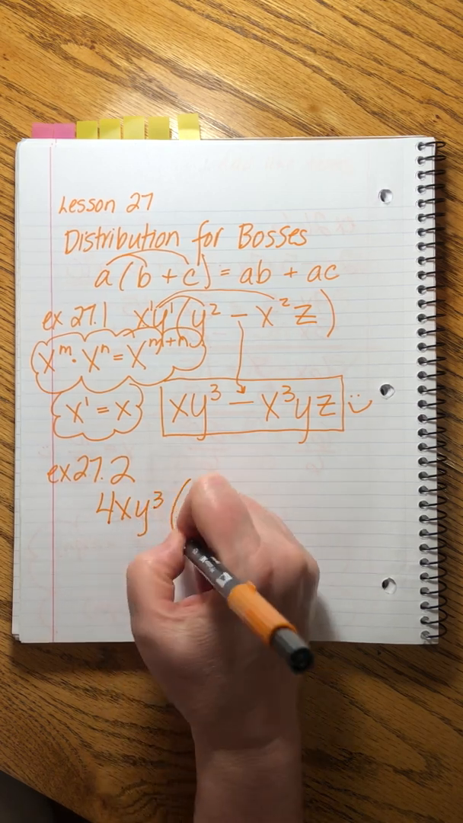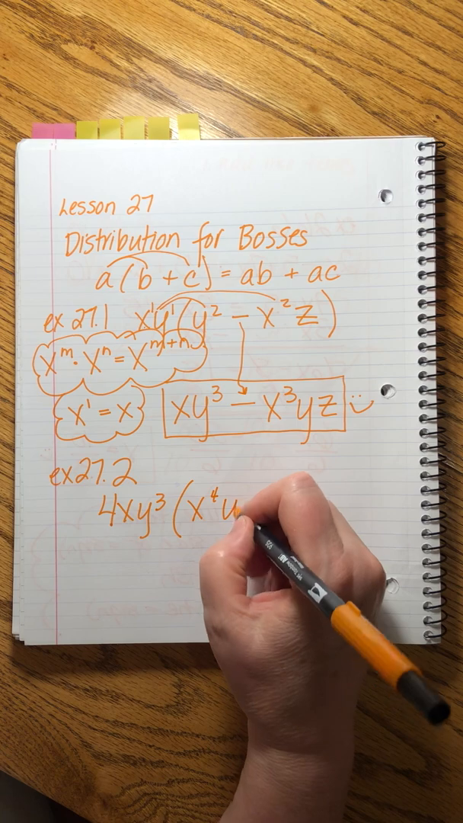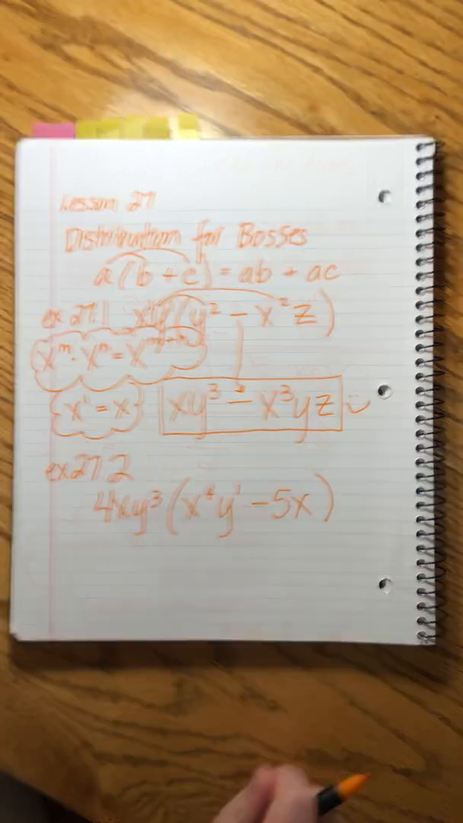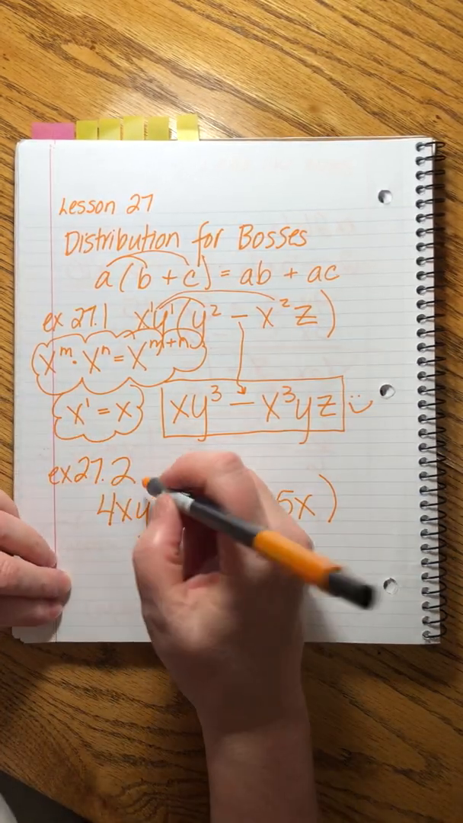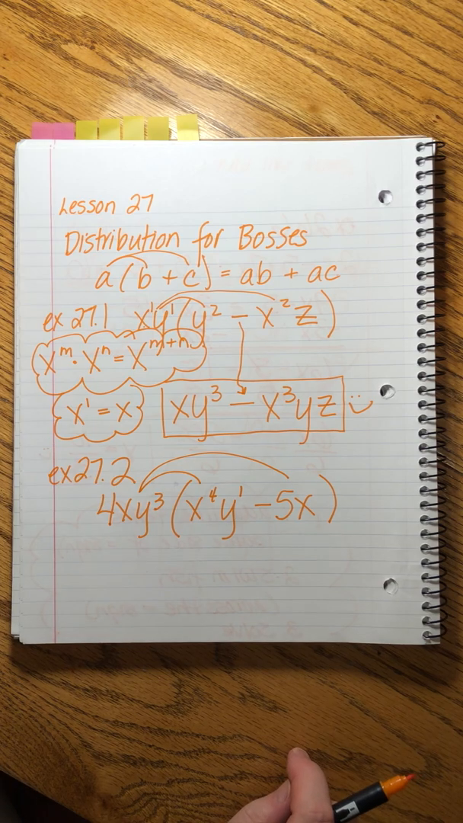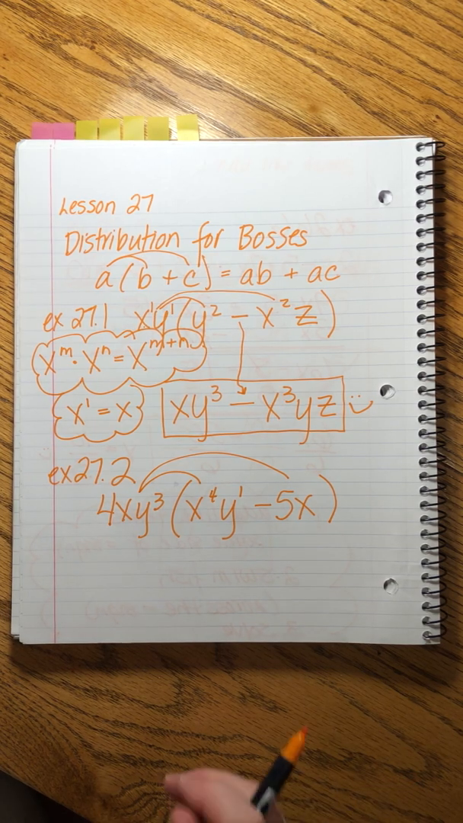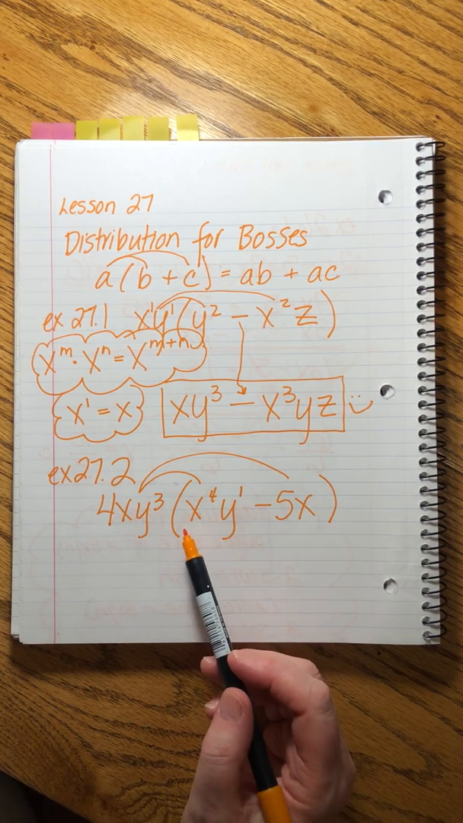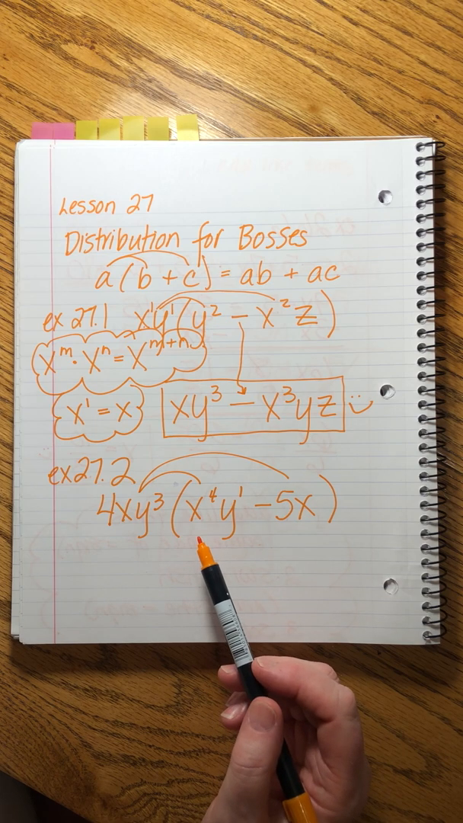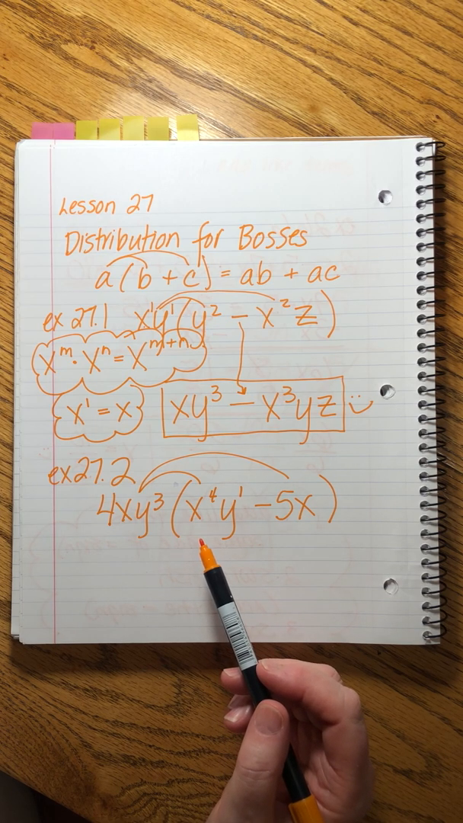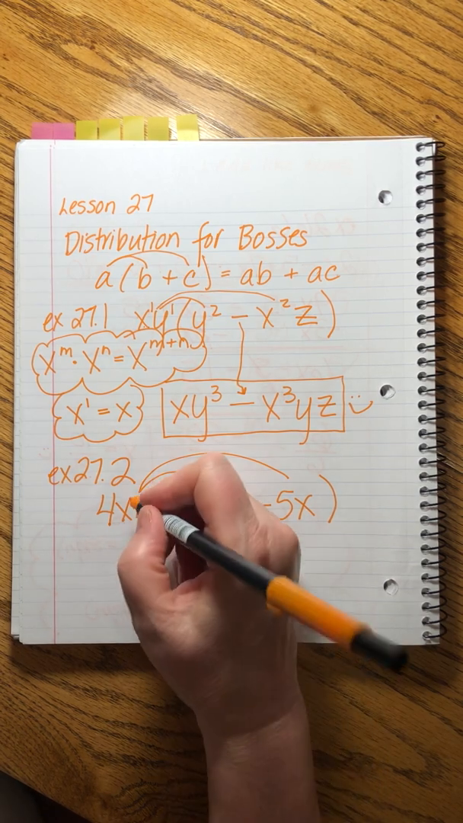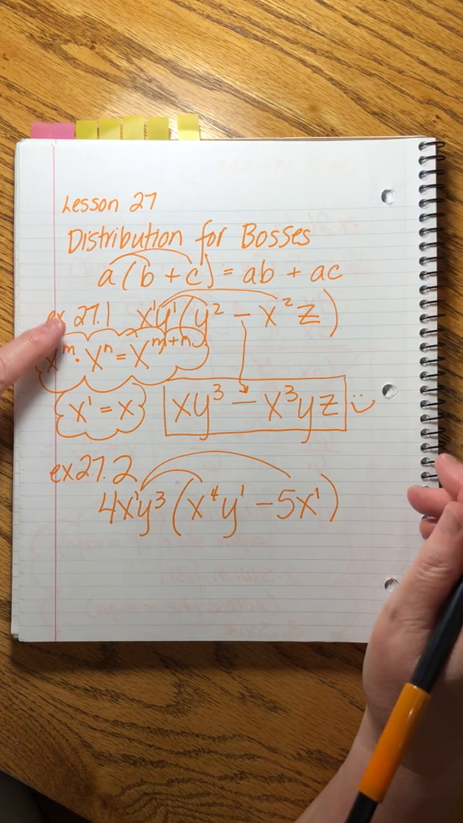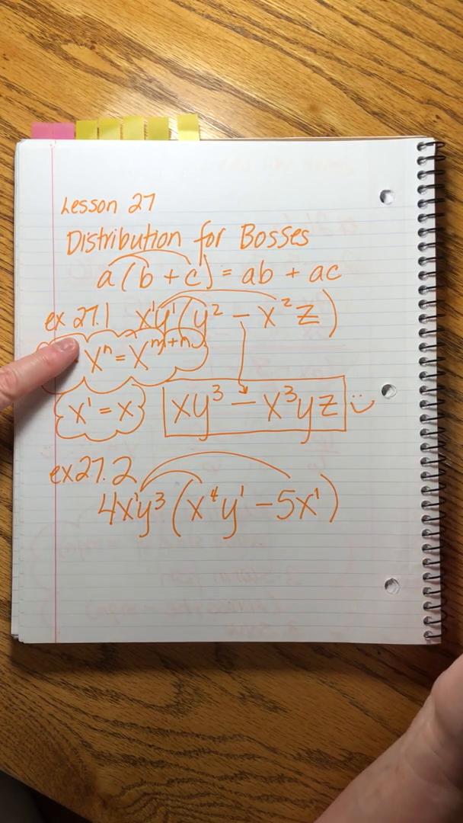4xy cubed times the quantity x to the 4th y to the 1 minus 5x, okay? That's our A, and we're gonna multiply like that, right? I'm gonna go ahead and give my bases that don't have an exponent a 1, which technically I already did, because the way John wrote this problem in the book, there is not a 1 there. I accidentally just wrote that down, but I'm gonna give the other plain letters an exponent of 1 because we're probably going to need to be adding them at some point. So we'll go ahead and do that.